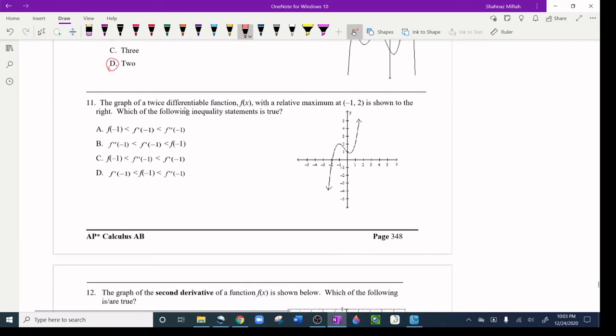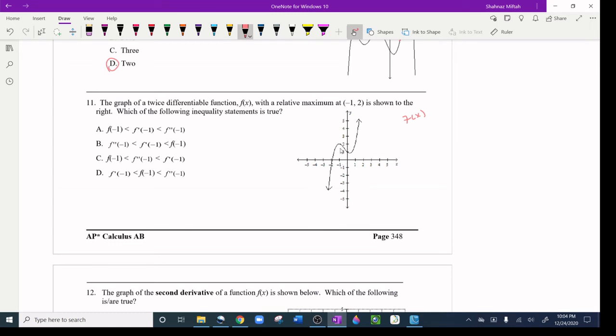11. The graph of a twice differentiable function f with the relative maximum (-1, 2) is shown to the right. Which of the following inequality statements is true? So I know this is the f of x function. Since they're asking in order, we have to figure out each one of those. So it's really easy. You guys have to just pay attention. Find f(-1). This is -1 and this is 2.